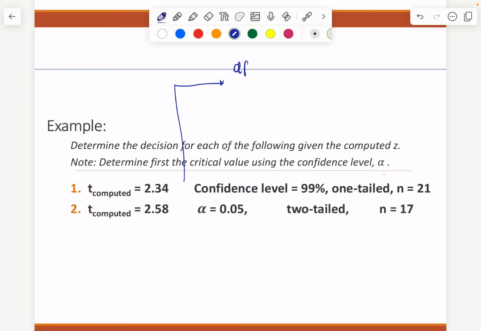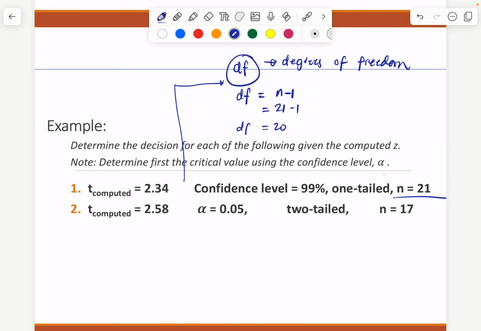What is DF? This is your degrees of freedom. So, what's the formula for DF? The formula for DF is n minus 1. What is n? n is your sample size. So what is your sample size in the given? You have 21 minus 1. So your DF will be 20.